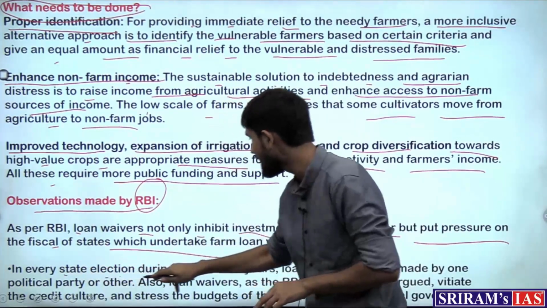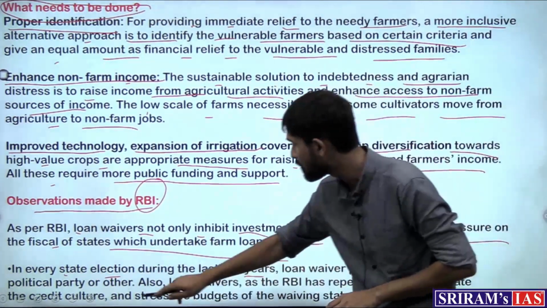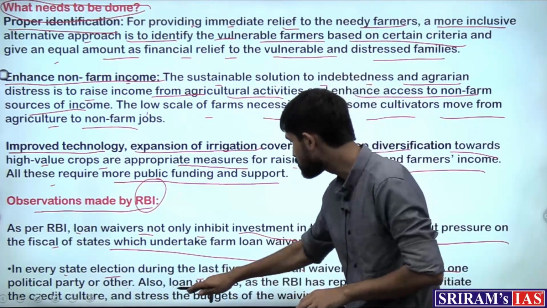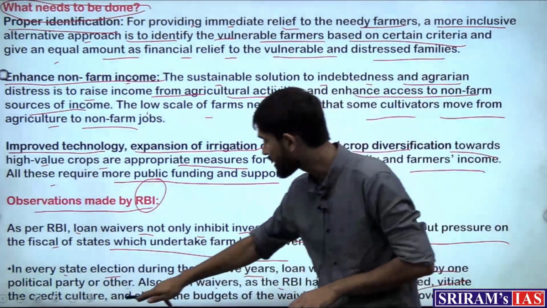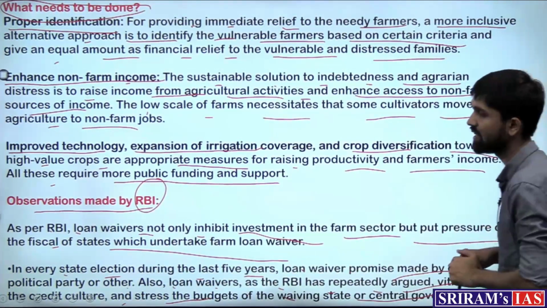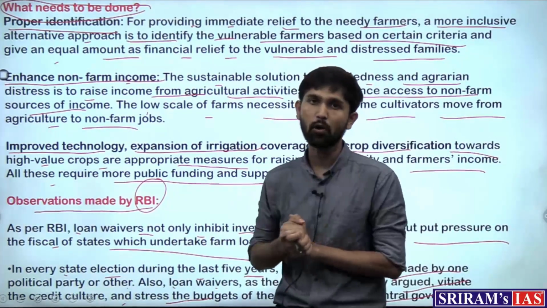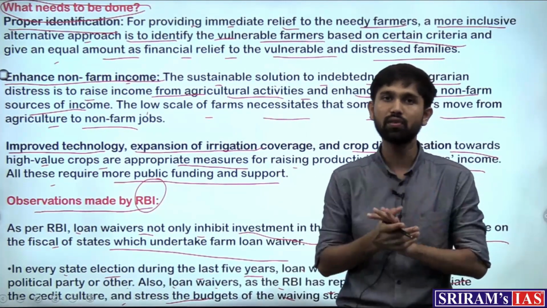In every state election during the last 5 years, a loan waiver promise was made by one political party or another. Also, loan waivers, as the RBI has repeatedly argued, vitiate the credit culture and stress the budgets of the waiving states and the central government. This is what we saw in the drawback part of the loan waiver scheme. So this was the discussion with respect to the farm loan waivers.